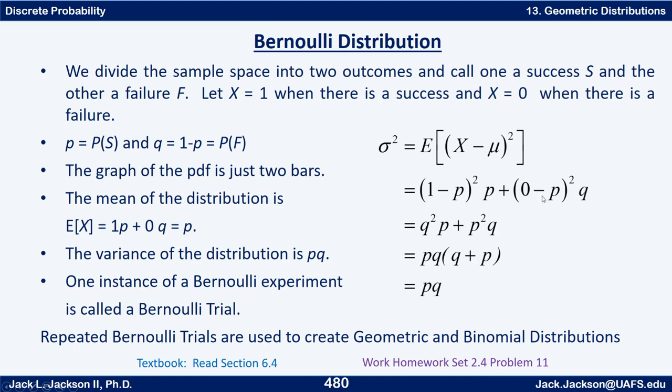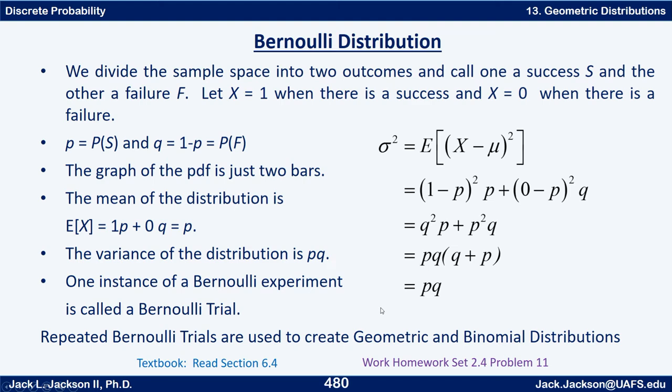Let's see here. 0 minus p is negative p, squared is just p squared. 1 minus p is another way of saying q. So this is q squared times p plus p squared times q. Now notice they both have a p and a q, so if we factor that out, what's left? You take the p and the q out of this, that leaves a q here, and the p and the q out of this leaves a p here. Distribute this and you get back here. Now q plus p is just 1, so we end up with just p times q.